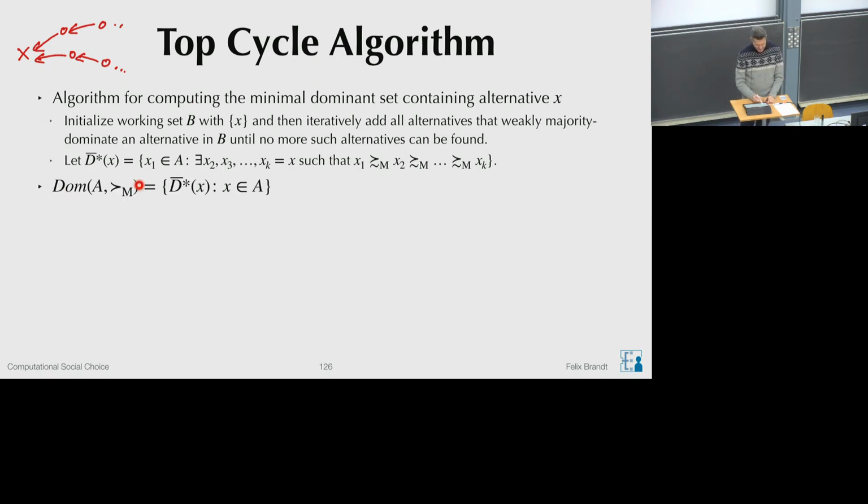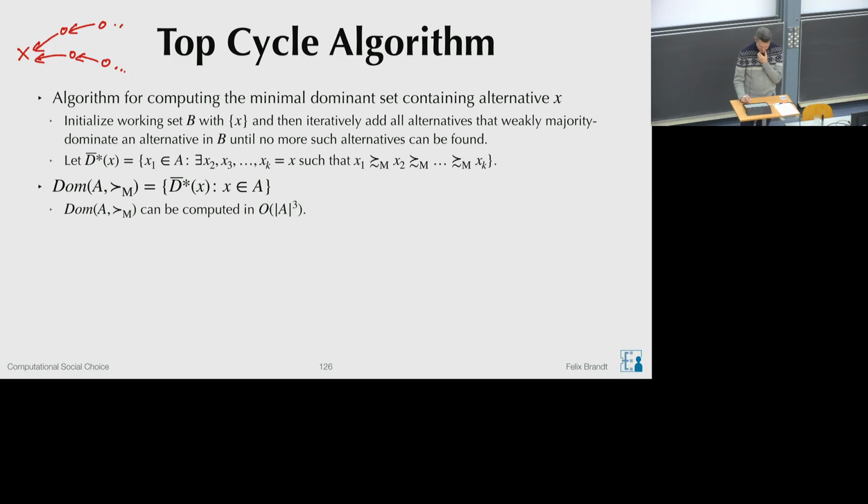And then it turns out that the set of dominant sets that we have defined is completely characterized by this, okay? Because this is a set of sets, the set of dominant sets, and each of these sets has to contain some alternative X, and in order to make this the minimal dominant set that contains X, we just have to add all the alternatives that have some weak majority path leading to X. And once we have added all these alternatives, then we have found the smallest dominant set that contains X. And taking all of these together, which again is of course a set of sets, gives us completely the set of dominant sets as defined here.